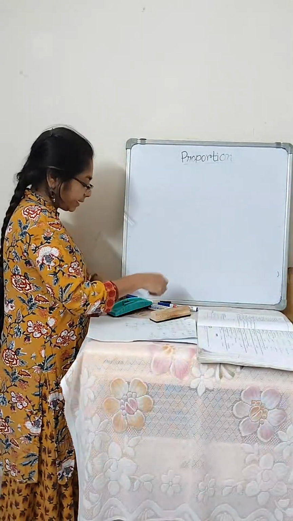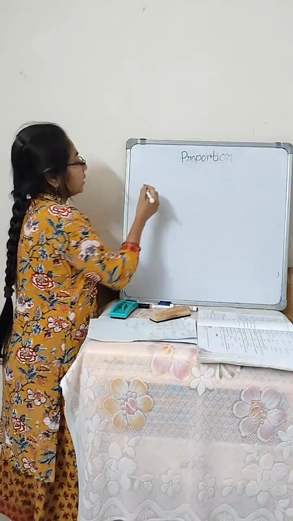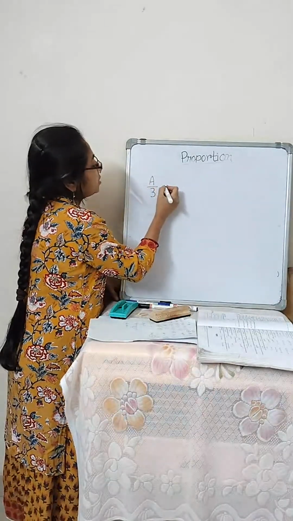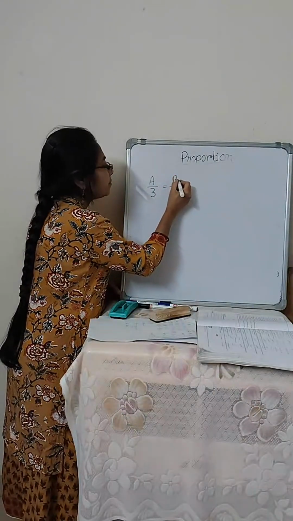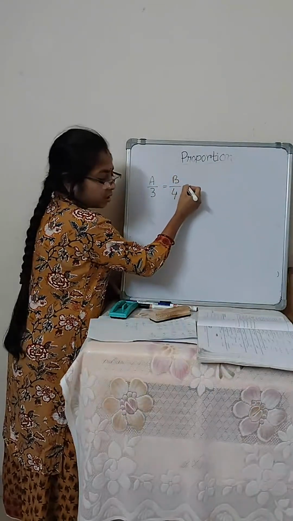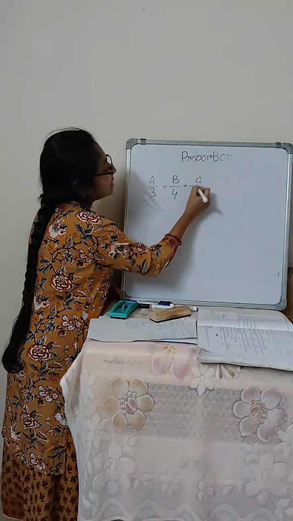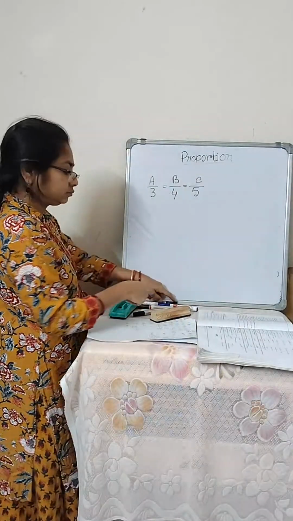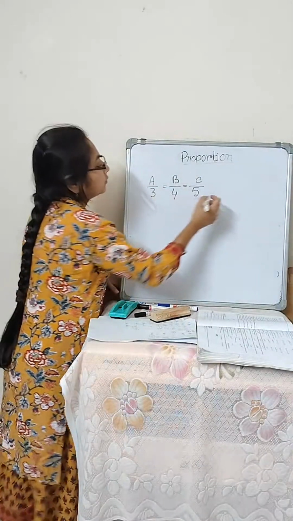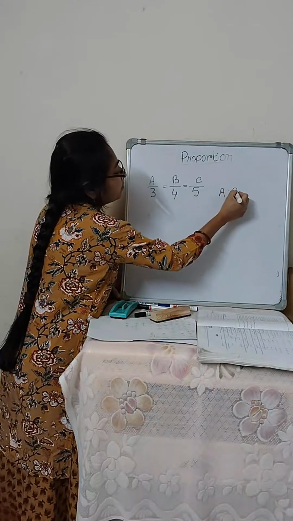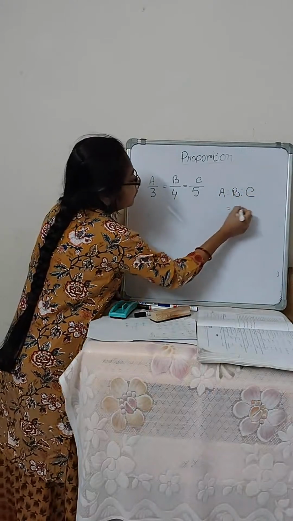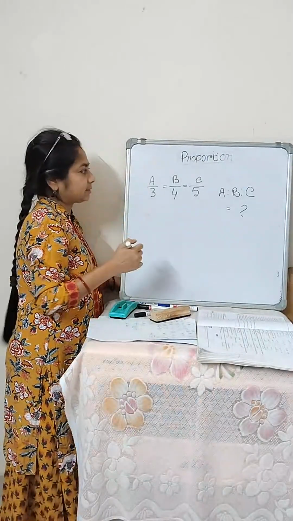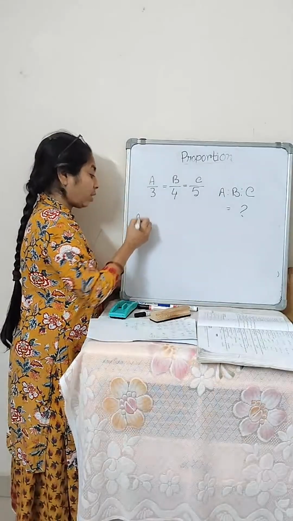Now, I tell another maths. A by 3 equal to B by 4 equal to C by 5. Find out A is to B is to C. It is a very simple math, but it comes in all the exams.